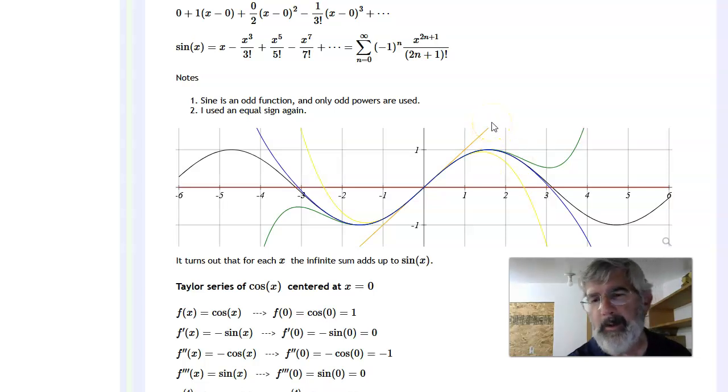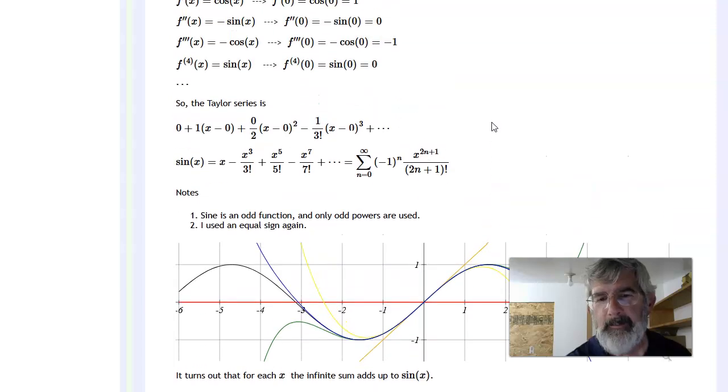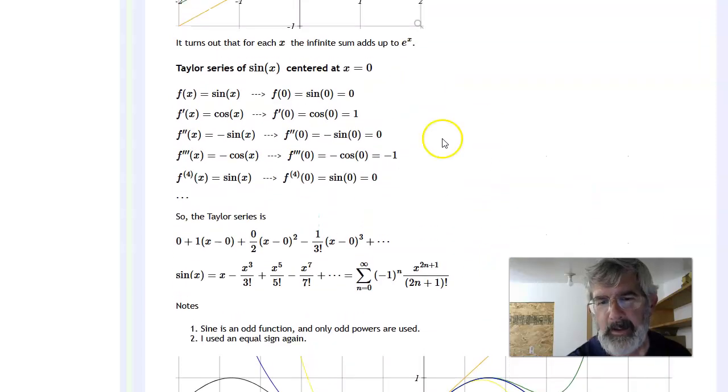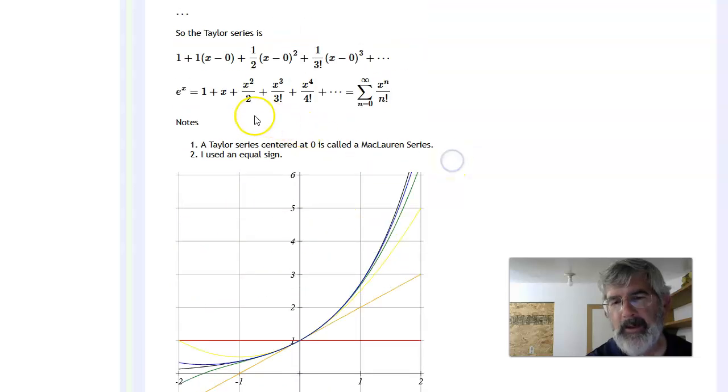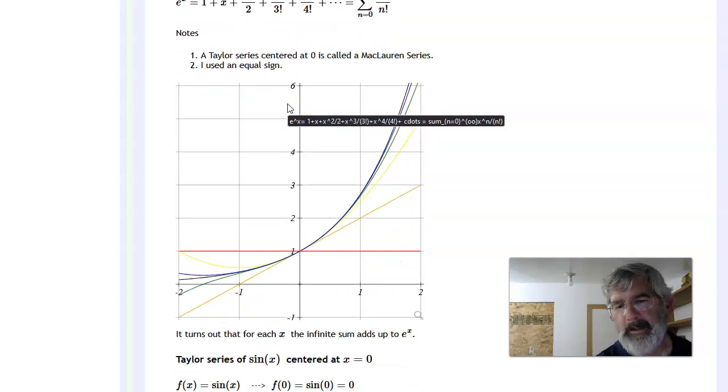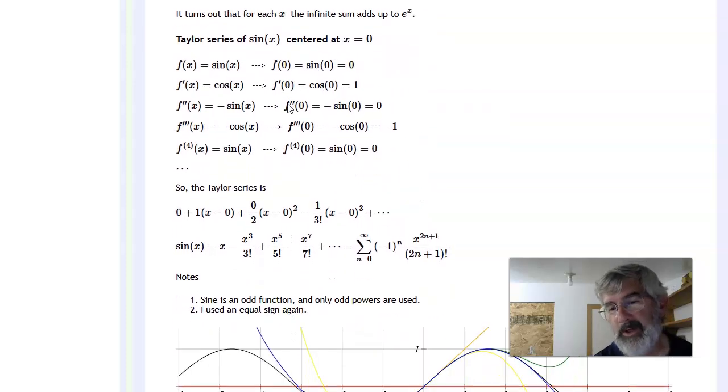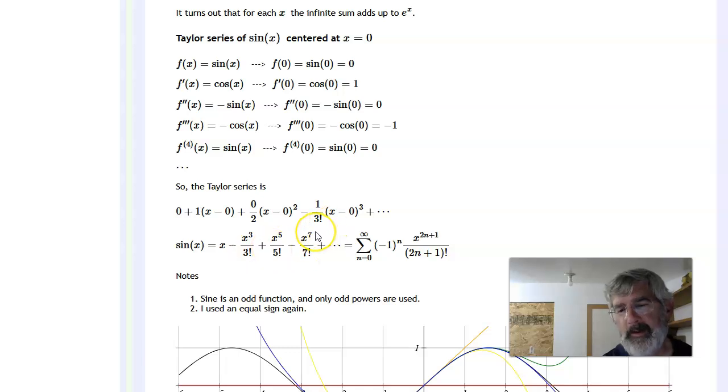One thing I do want to point out about sine, which is kind of cool, compared to e to the x: e to the x had powers of x divided by that same power factorial, but they were all plus signs and they used all the powers, positives and negatives, right? There's an x squared, an x cubed. So the sine and the exponential are similar. It's just that this has only the odds.